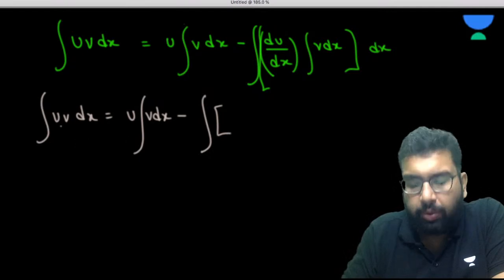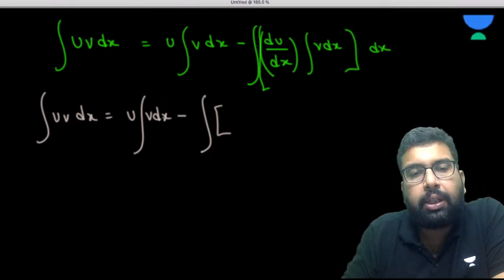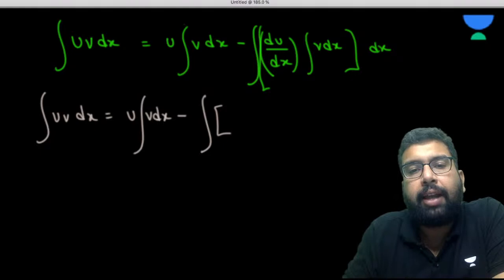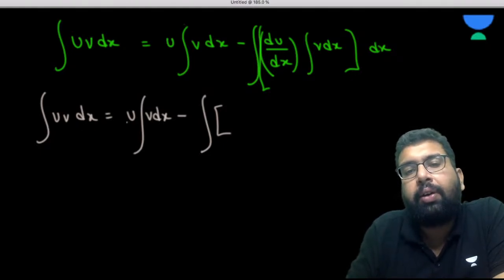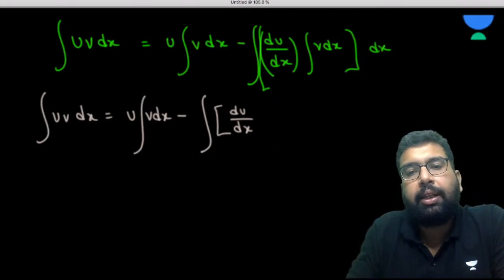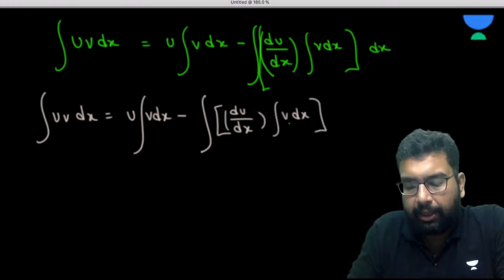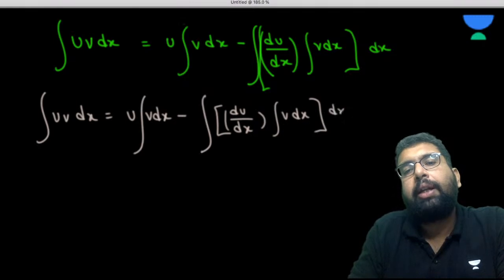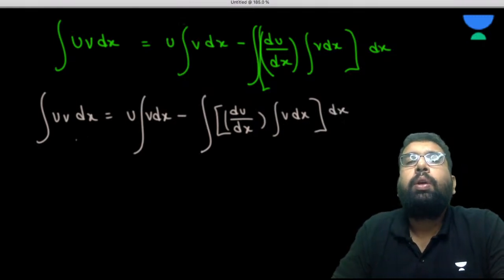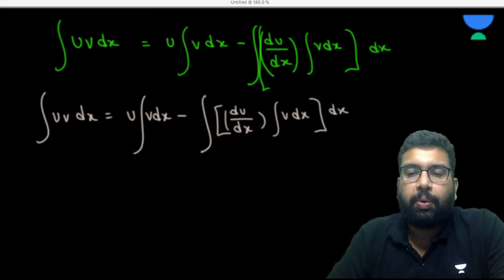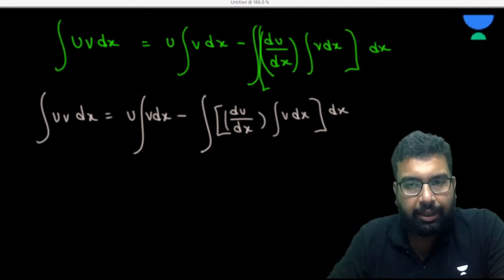So we are having this u, then we get integration v dx. Now whatever is left here, you are going to differentiate it, so du by dx it will become. Then you are writing this integration again, v dx. Now whatever you get in this, you are going to integrate it again with respect to x. So this is how you can do the UV integration.